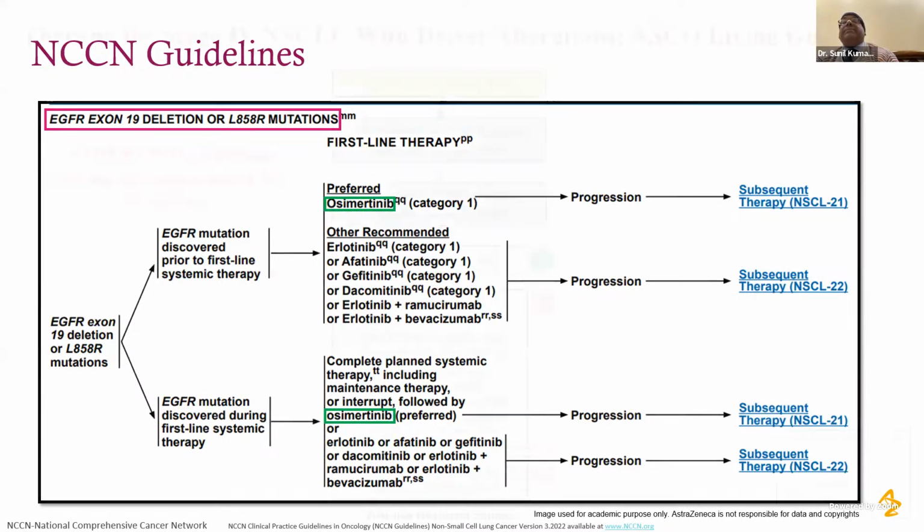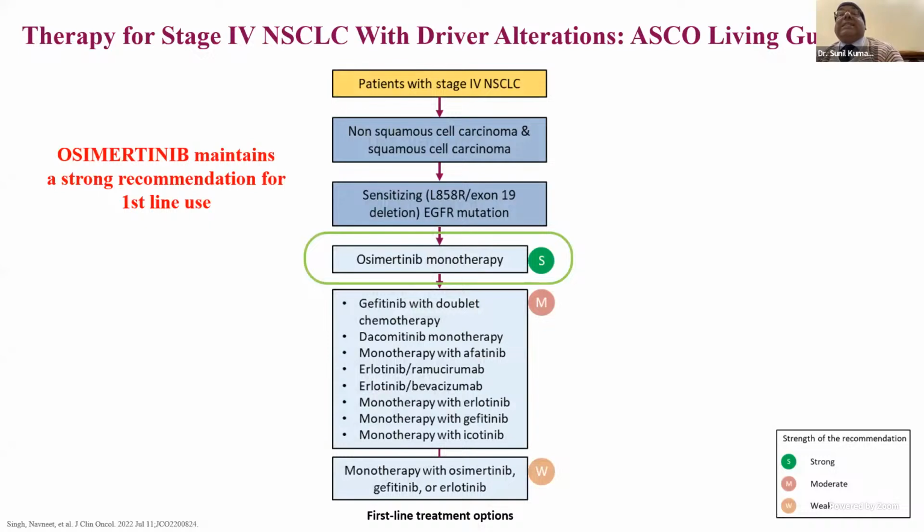Next slide, please. So this is a schema. Osimertinib maintains a strong recommendation from first line, as per the trial, in stage 4 patients. As per the ASCO living guidelines on driver alterations, this drug basically deserves to be used to treat patients who have sensitivity to L858R or exon 19 deletion as a first-line monotherapy treatment. Next slide, please.